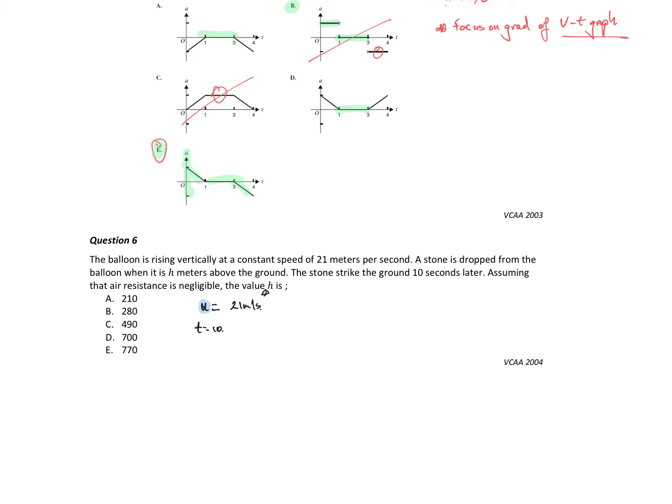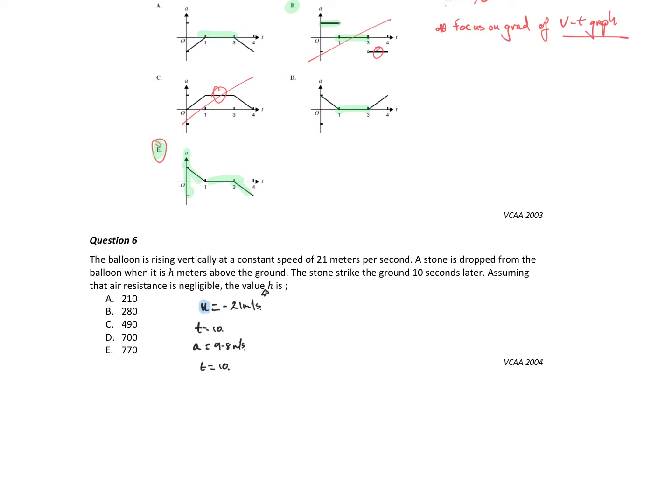So I'm going to change this a little bit because it's about the stone. My stone has an initial upward velocity of 21, which is against the direction of motion. It's got an acceleration downwards of 9.8 meters per second squared, and t is equal to 10. We've got to find the value of h.